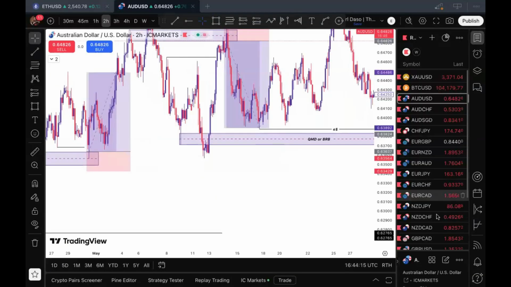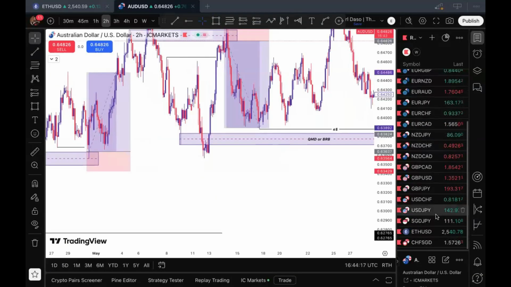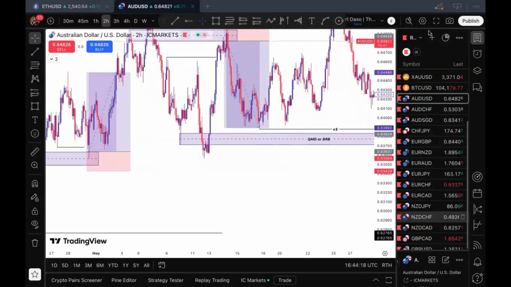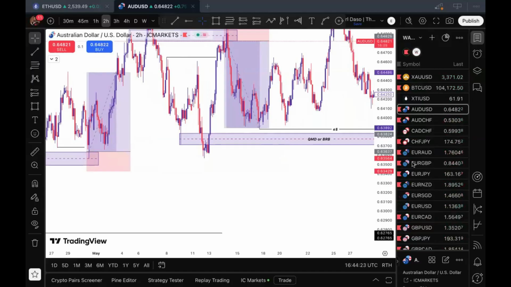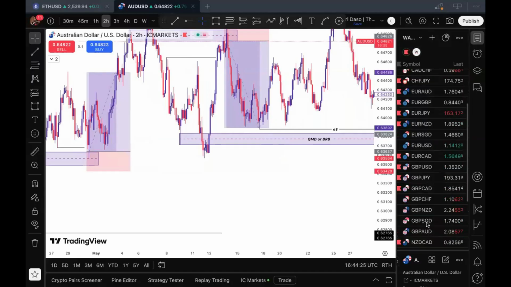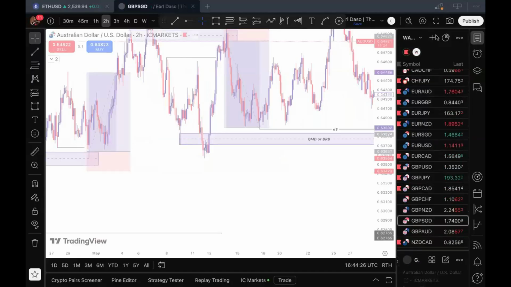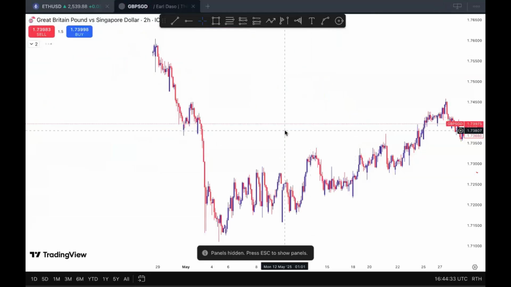So let's look at something else. Okay, let's look at GBP SGD. I think this was a trade that was taken. So I want to go to 4 hours. Let me use the 4 hours chart.